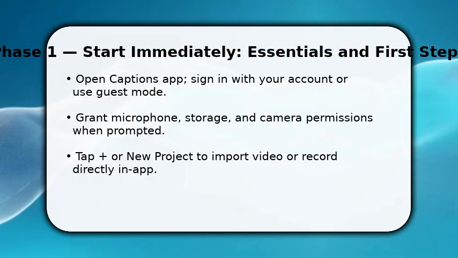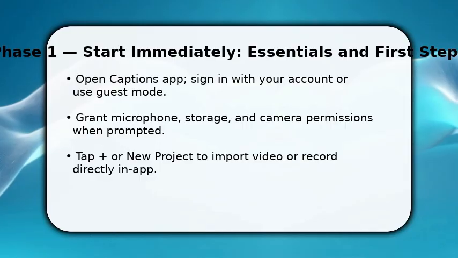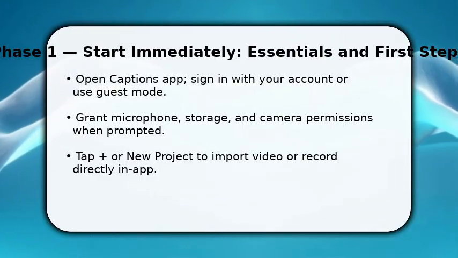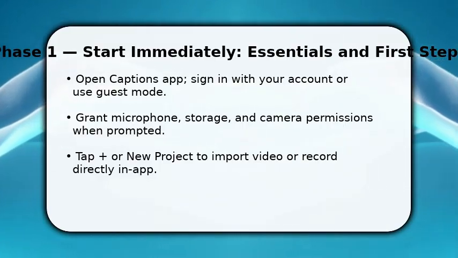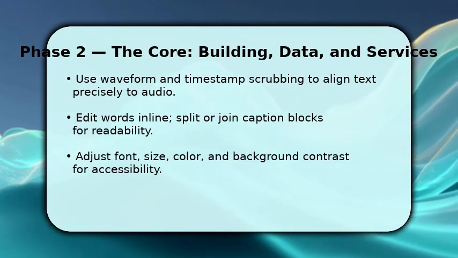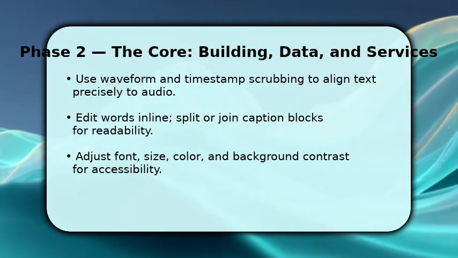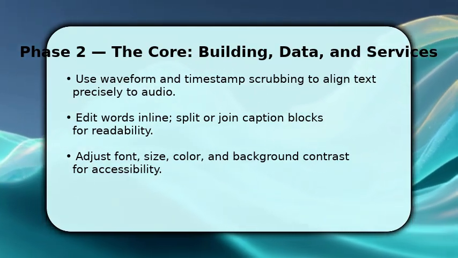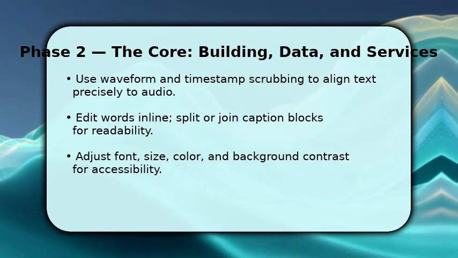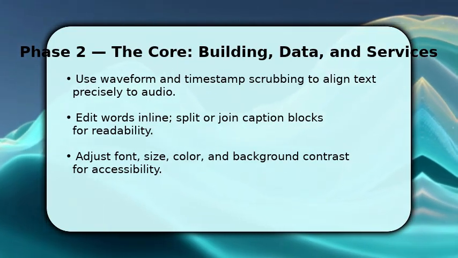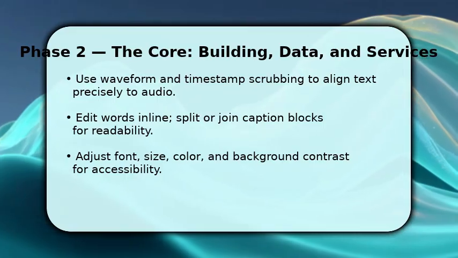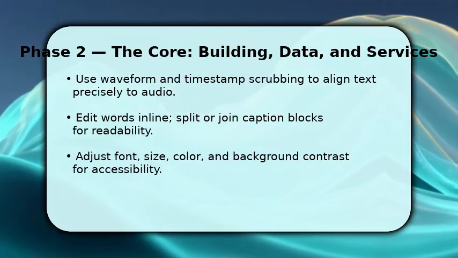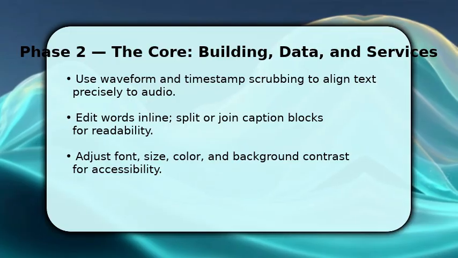Make sure to choose the correct language and audio source immediately, because that setting determines transcription accuracy and caption timing as you move into editing. Once your file loads, review the auto-generated transcript and use the waveform and timestamp scrubber to align captions precisely with speech. You should edit words inline for correctness and split or join caption blocks to keep lines readable. Aim for 1-2 seconds per short caption.